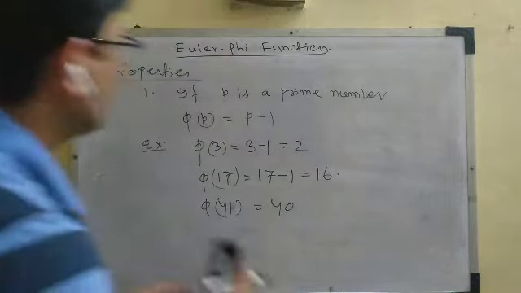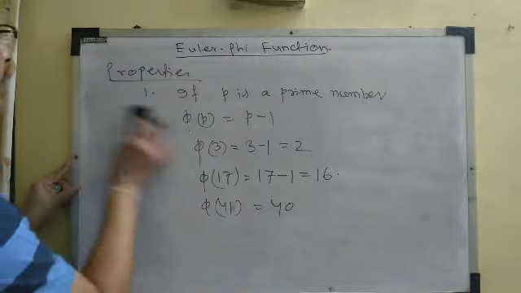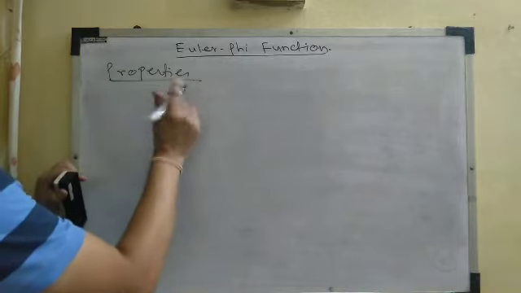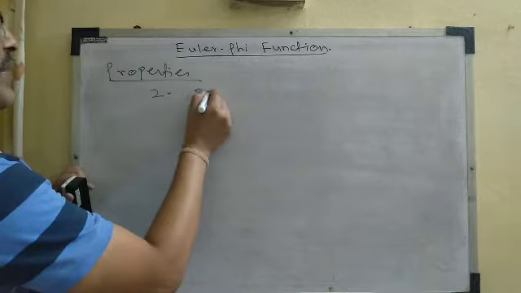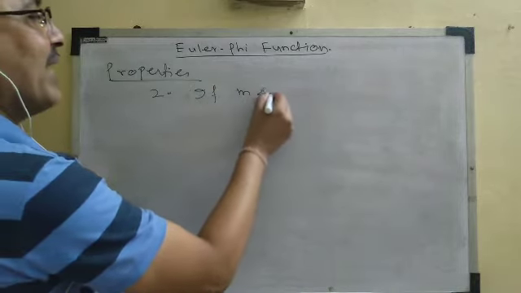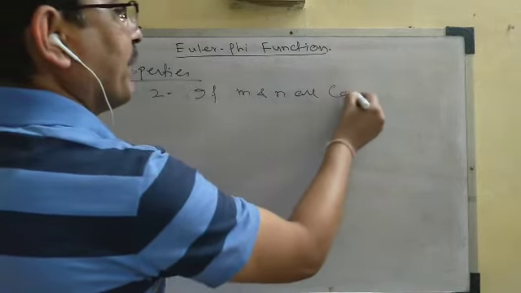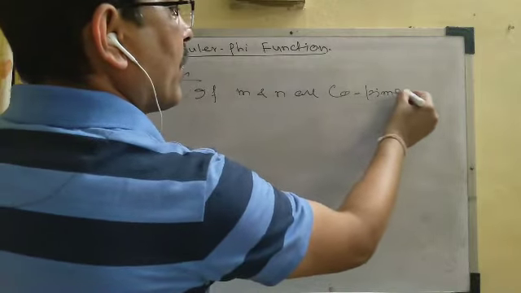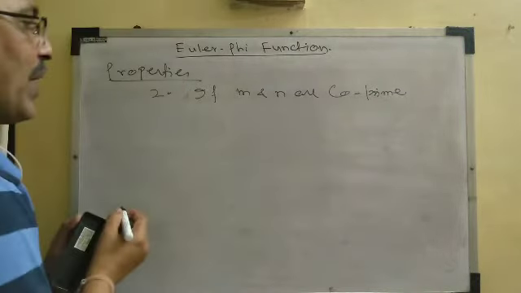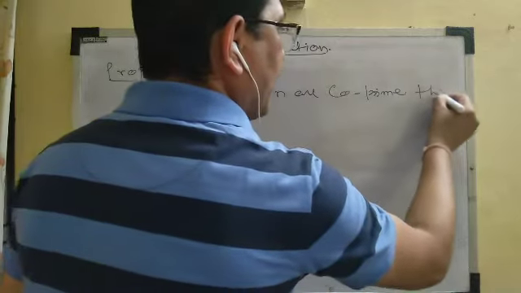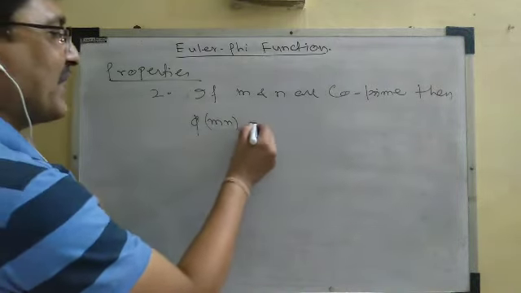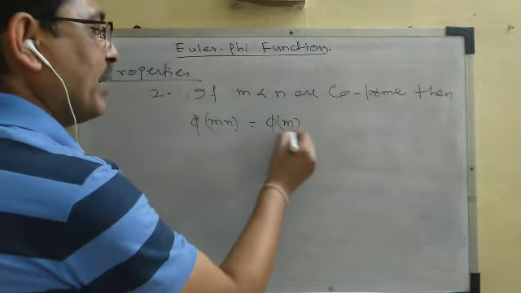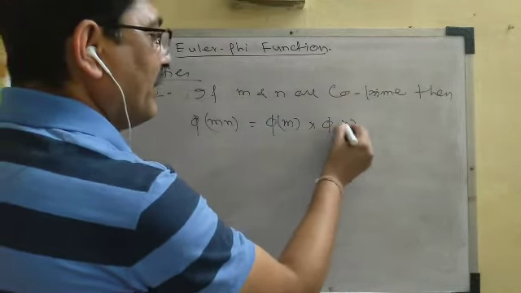Come to property number 2. If M and N are co-prime, then phi of MN is equal to phi of M multiplied by phi of N.